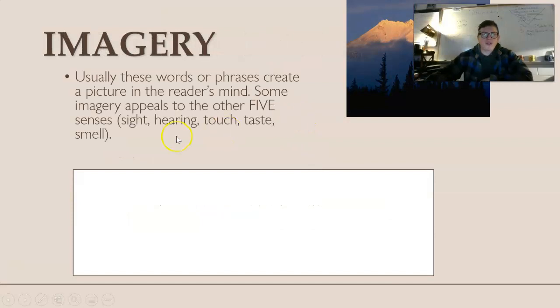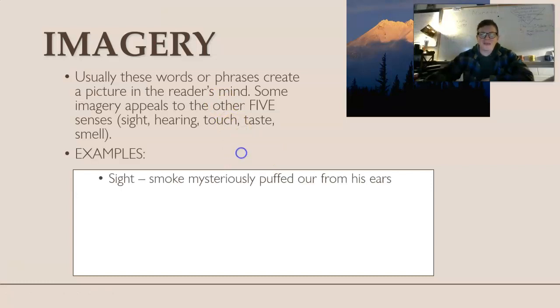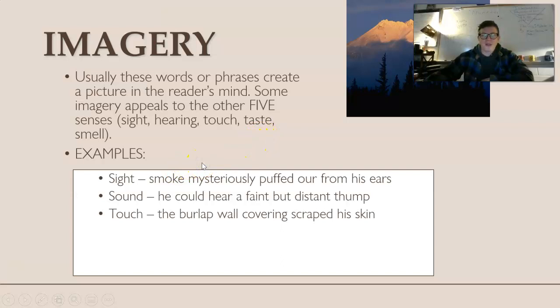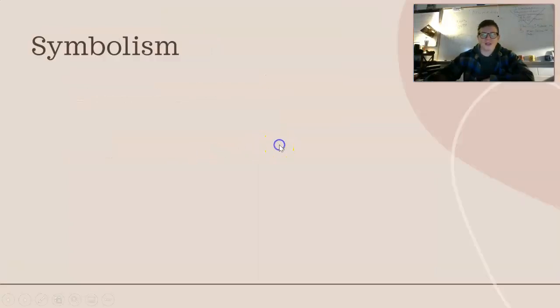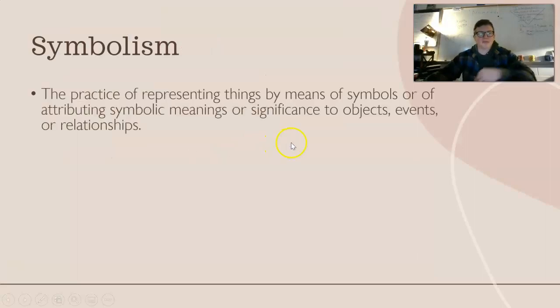Imagery. Usually these words or phrases create a picture in the reader's mind. Some imagery appeals to the other five senses: sight, hearing, touch, taste, smell. Sight: smoke mysteriously puffed. Sound: he could hear a faint but distant thump. Touch: the burlap wall covering scraped his skin. Okay, all right, gotcha.